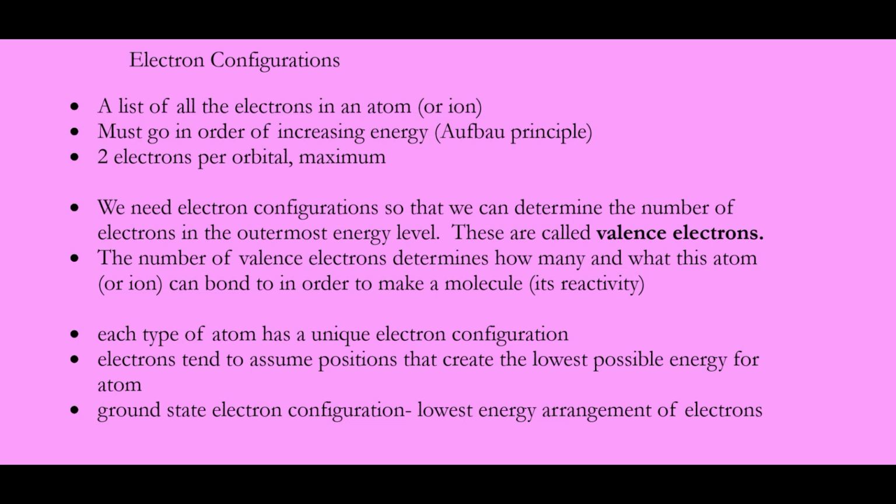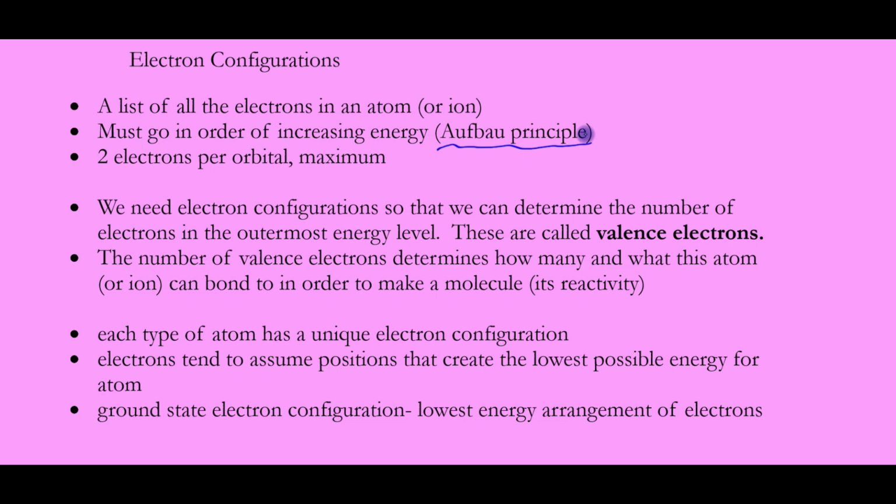We have looked at all the orbitals, and what do we use them for? They can give the address of the electrons in an atom, and these addresses, or electron configurations, have to go in order of increasing energy. We call that the Aufbau principle, because someone named Aufbau came up with that idea. We also learned that there are 2 electrons in each orbital.